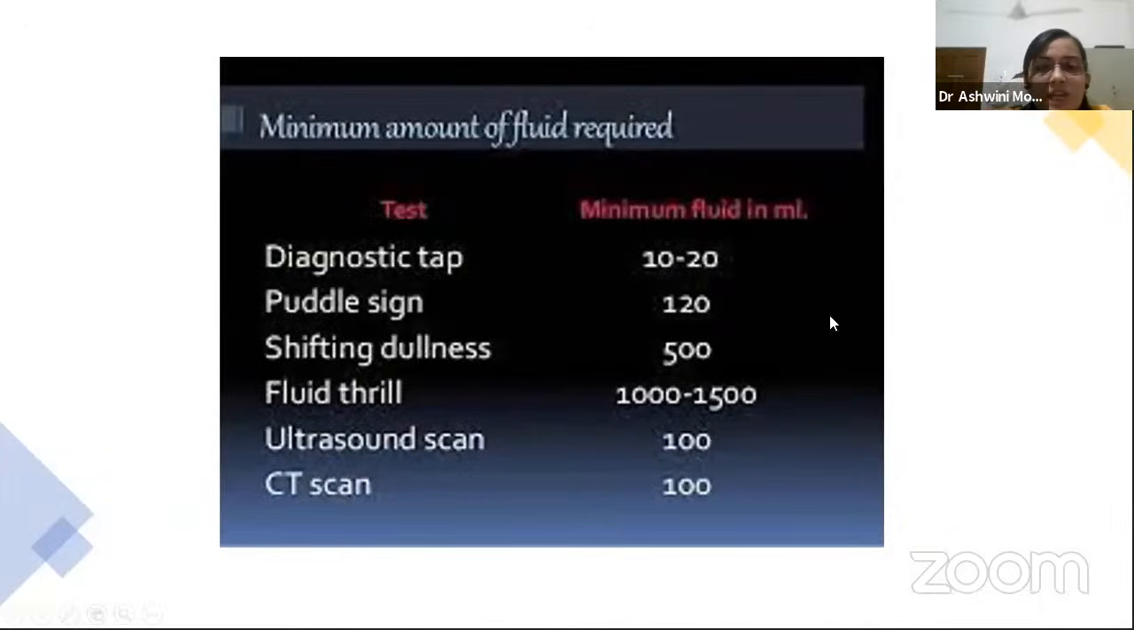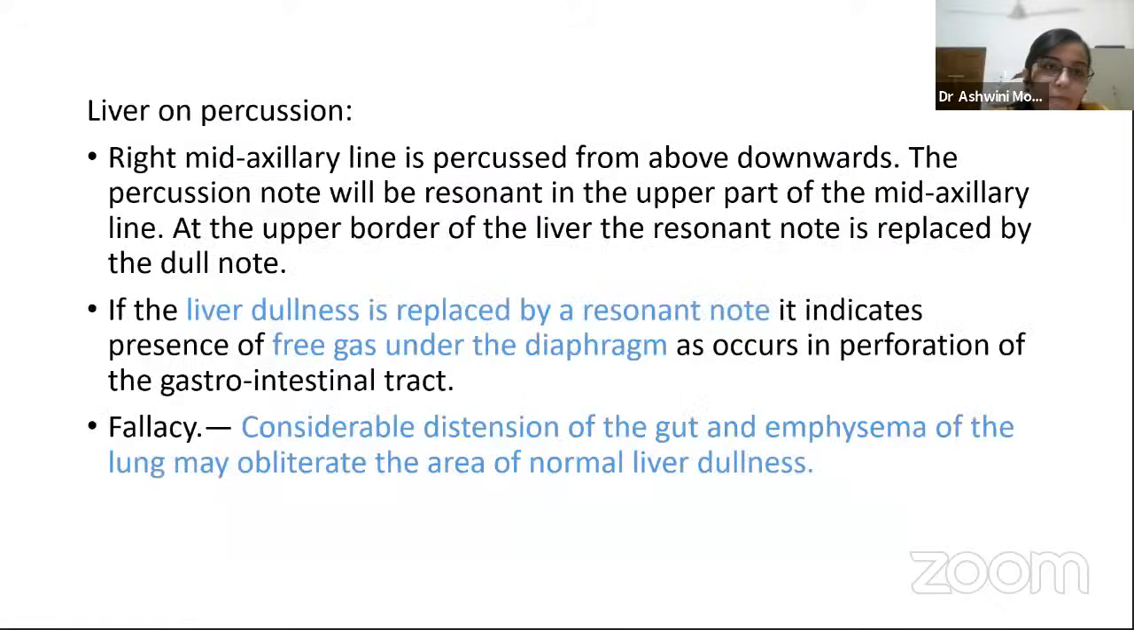So this is the table showing that diagnostic tapping can be done for 10 to 20 ml of ascites. Also, puddle sign will be positive in case of 120 ml of fluid in the ascites. For the shifting dullness test, there must be 500 ml of fluid inside the abdomen. For fluid thrill, 1000 to 1500 ml of fluid must be there in the abdomen. On ultrasound, we can find the ascites if there is more than 100 ml of fluid. On CT scan also, we can find more than 100 ml of fluid.